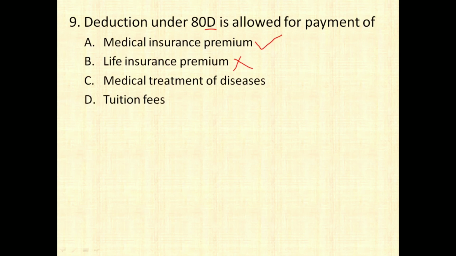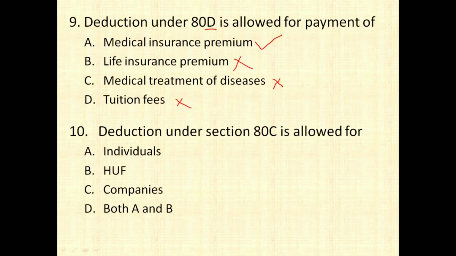Medical treatment of diseases is under 80DDB. Okay. In case of tuition fees, it is under 80C. So the right answer is medical insurance premium under 80D. The next question is: deduction under section 80C is allowed for.